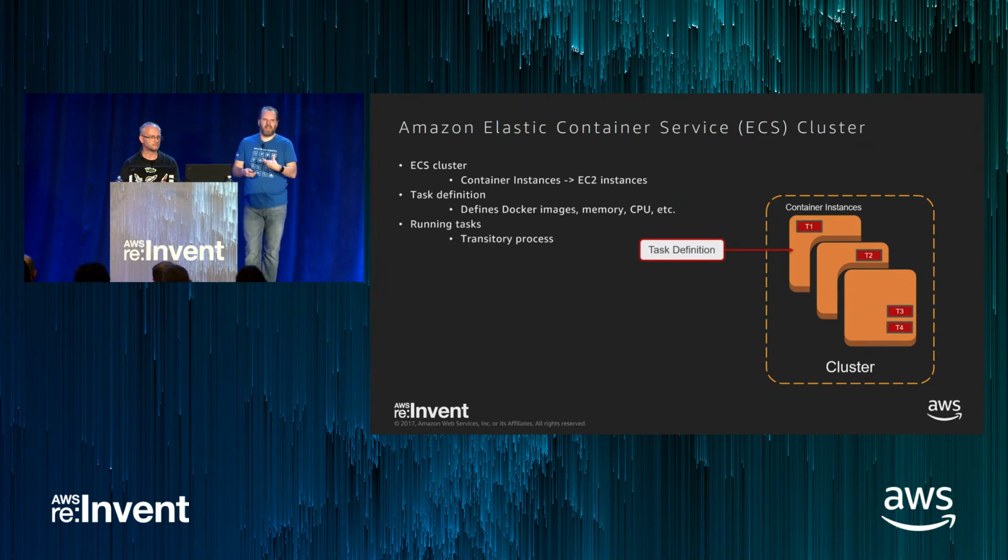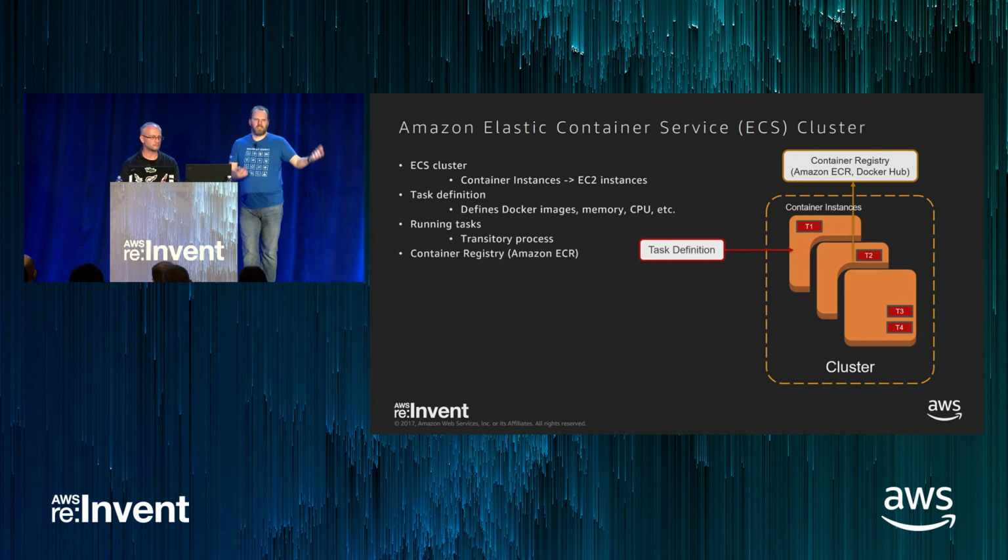Now, when those tasks start up, the first thing they need to do is download their Docker image from the container registry. And we've optimized our tooling for Amazon ECR. You could also use Docker Hub as well.